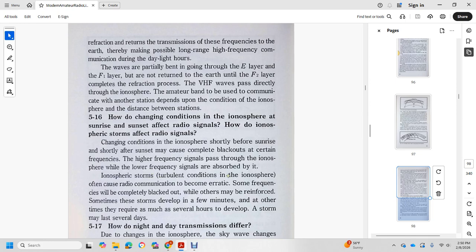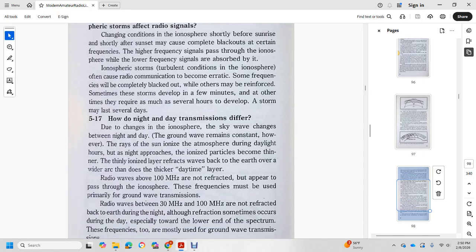Ionosphere storms are turbulent conditions of the ionosphere. They often make radio communication erratic. Some of the frequencies will be completely blacked out while others may be reinforced. Some of these storms develop in a few minutes, but others take as much as several hours to develop, and the storm might last at least several days.